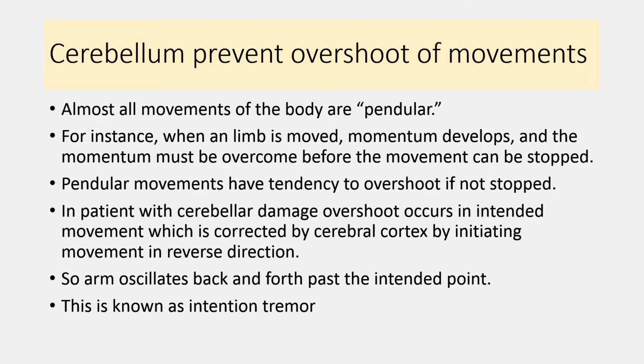So in a patient with cerebellar damage, overshoot occurs in the intended movement, which is corrected by the cerebral cortex by initiating movement in the reverse direction. So the arm oscillates back and forth past the intended point, and this is known as intention tremor or action tremor.